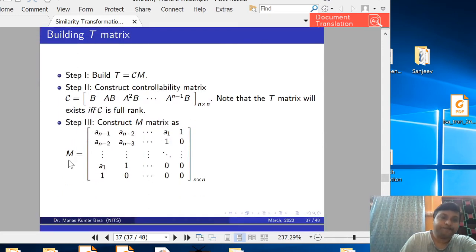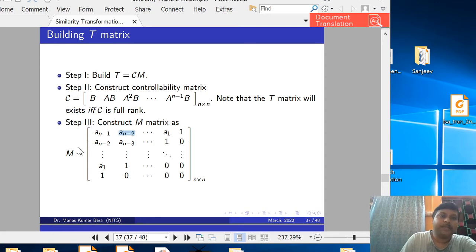From the coefficients of s you can find out M. So M will start with a_{n-1}, a_{n-2}, then 1; the second row will start from a_{n-2}, a_{n-3}, then 1, then this element will be 0. Like that, the last row will be 1 0 0 0. So this way you have to build the M matrix.